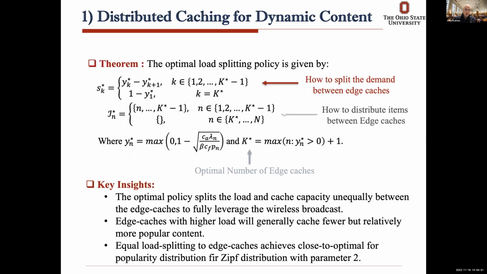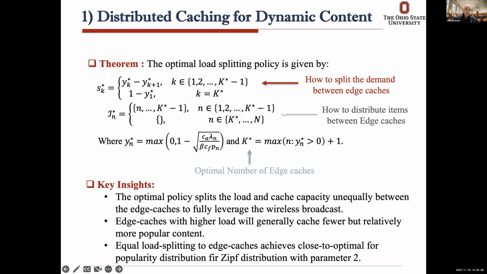We have formulated this; the details are in the papers. I'm not going to get into the detail of that, but we have explicitly characterized how to split the demand between the caches, how to distribute the items across these caches so that we have multiple copies potentially, and find the optimal way of operating such a system. There are some interesting insights from this investigation.